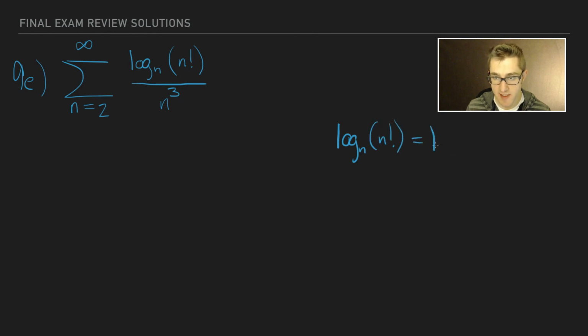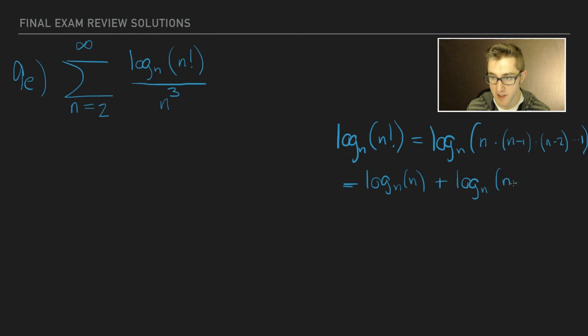I can write this as the log base n of n times n minus 1 times n minus 2 and so on until I get to 1. So I'm just writing out the factorial. And then since this is a logarithm, I can write it as the sum of the logs of these terms. So I have the log base n of n plus the log base n of n minus 1 plus and so on until I get to the log base n of 2 and log base n of 1.